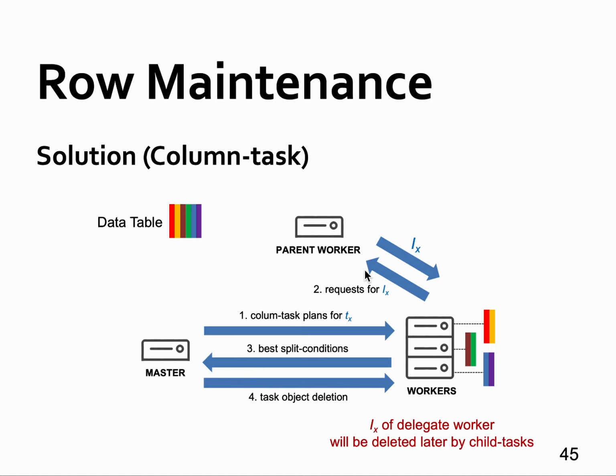Finally, the master decides the overall best split condition for the node X and then notifies the workers to delete the task objects for X. The delegate worker of X will not delete the task object until it has served all row index requests of its two child tasks.